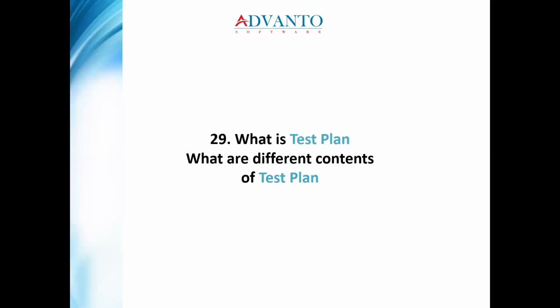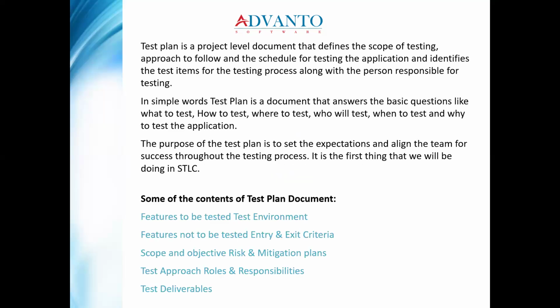Next question, what is test plan? What are the different contents of test plan? Test plan is a project level document that defines the scope of testing, the approach to follow and the schedule for testing the application, and identifies the test items for the testing process along with the person responsible for testing. In simple words, test plan is a document that answers the basic questions like what to test, how to test, where to test, who will test, when to test, and why to test the application. The purpose of the test plan is to set the expectations and align the team for success throughout the testing process. It is the first thing that we will be doing in STLC.